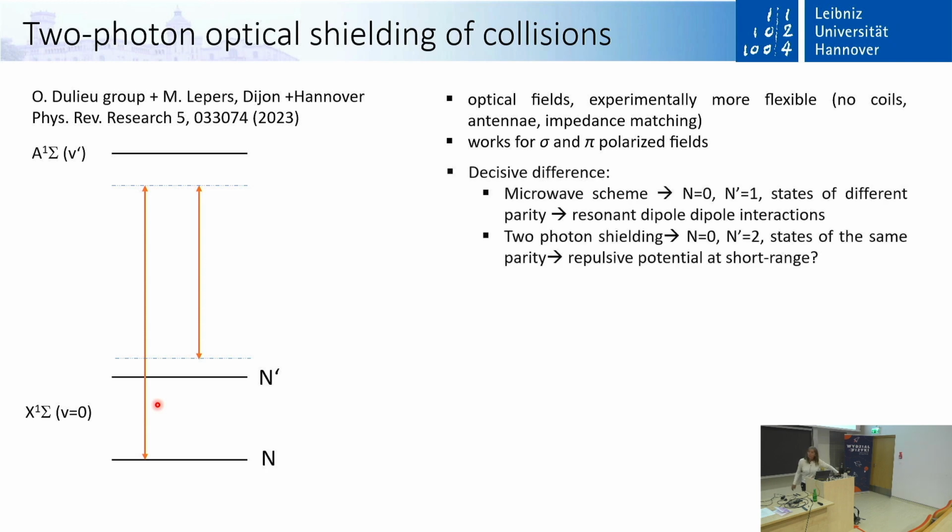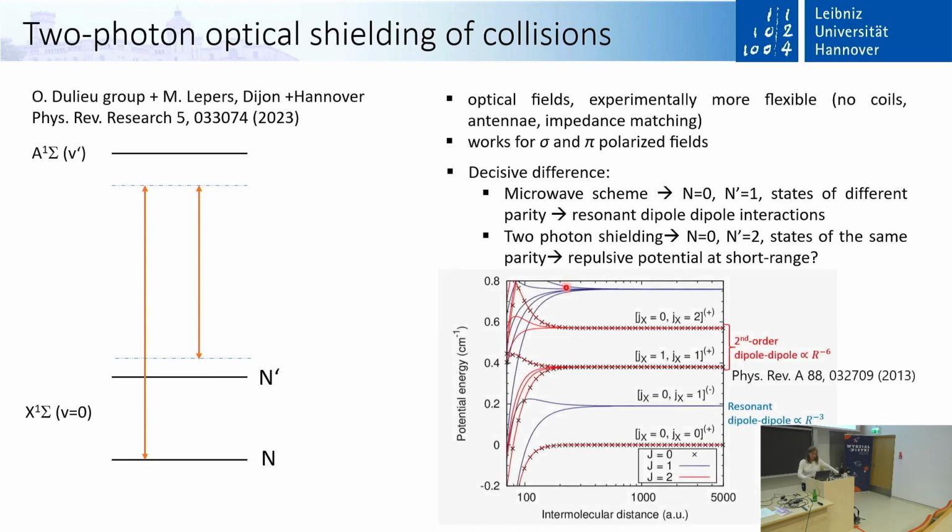However, when doing this scheme, there's of course a decisive difference between the microwave scheme and the two-photon shielding scheme. For microwaves, you'll couple n equals 0 to n equals 1 states. That means states of different parity, resulting in resonant dipole-dipole interactions, and also this repulsive potential energy barrier. For two-photon shielding, you couple n equals 0 to n equals 2, for example. So two states of the same parity, and the question is then, do you get repulsive interactions in some channel?